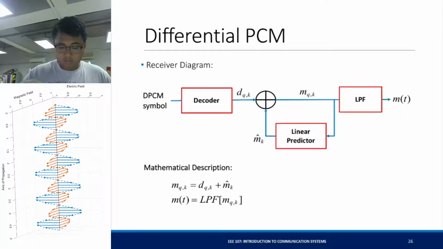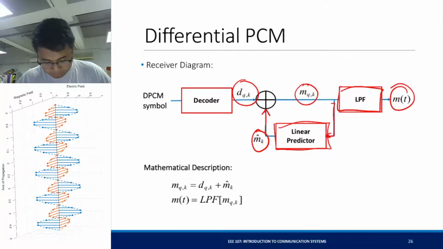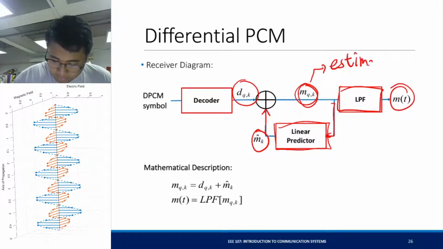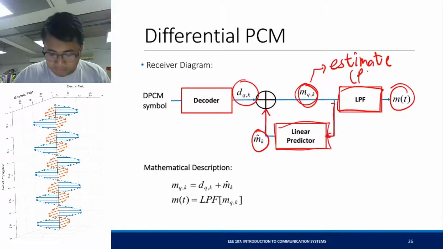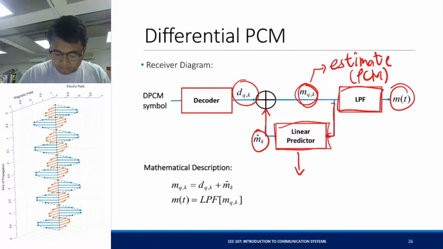The receiver diagram looks like this. The DPCM symbol will be decoded, and this signal will be fed back to a linear predictor. Then you get an estimate of the current sample, and then you plug that through an LPF, and you'll recover your original message. If we filter this out, you'll get your original message. This is an estimate of the series of samples as if it was a PCM signal, so an estimate of your PCM signal. And of course, if you want to be more accurate, your linear predictor must be more complex.